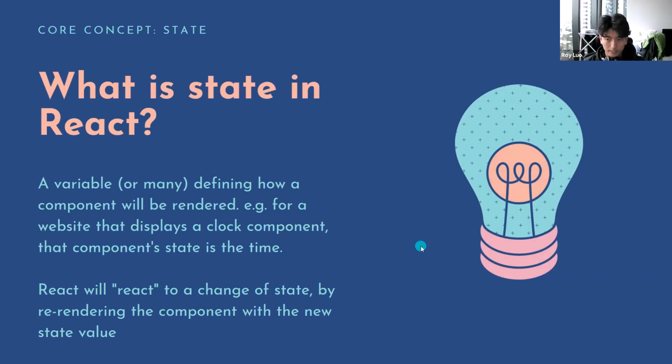A really cool concept in React is state. So what is state in React? Essentially, state in React is either one variable or many that define how a component gets rendered on the browser. For example, if we have a website that has a clock component that shows the time, then that clock component's state is essentially the time. If the time changes every second, then that state will change every second. And React will react to that change and display the new value. So every second it will display a new time for the clock.